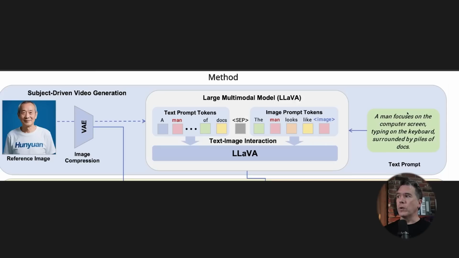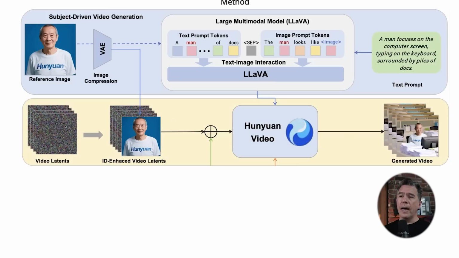And then on the opposite side, of course, we have our text prompt. We can see here that we have our text prompt tokens of a man, and then the text prompt is surrounded by documents. Note that the man is in red, and then on this side are image prompt tokens of the man, once again in red, and then a reference back to our reference image. From there, LLaVA kicks out to Hunyuan Video. As we can see here, we have our video latents, or that burst of static, along with our ID enhanced video latents of our reference character. That then kicks over, and then we have our generated video.